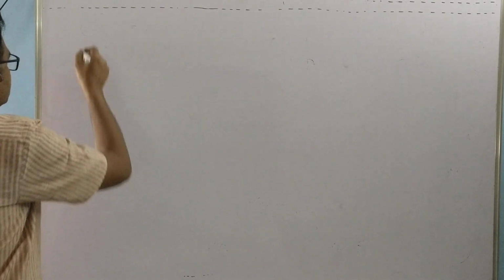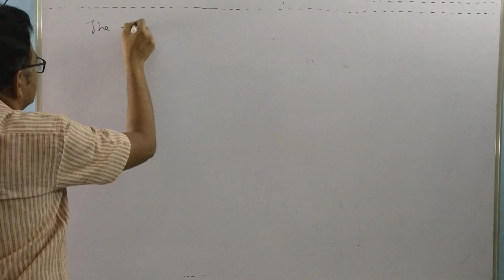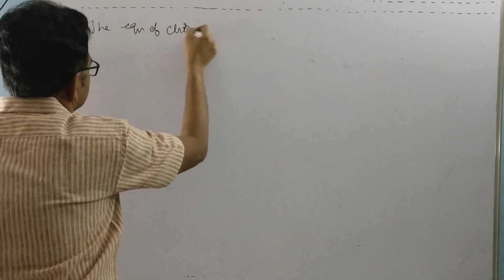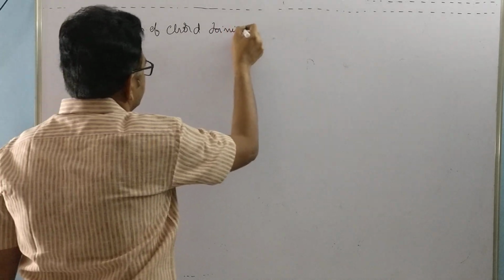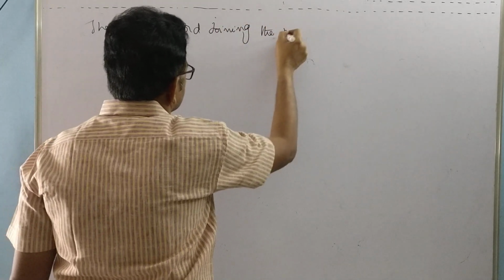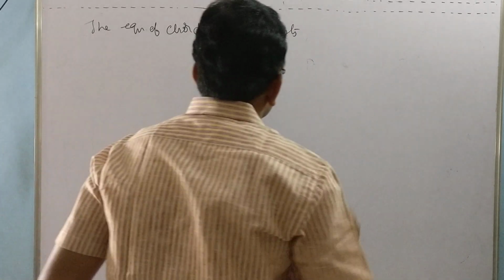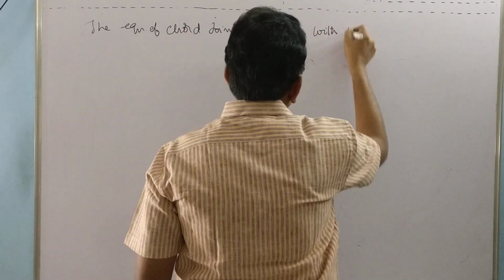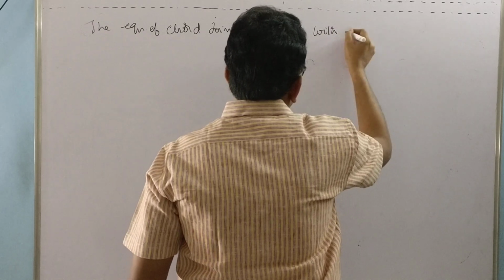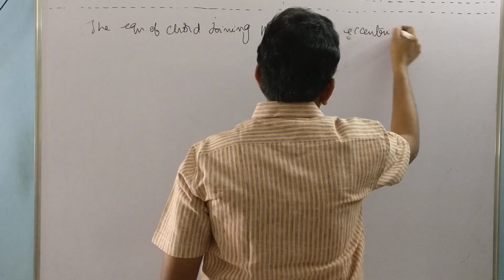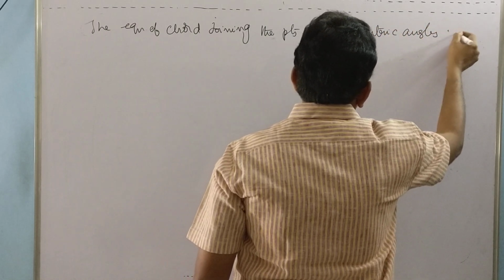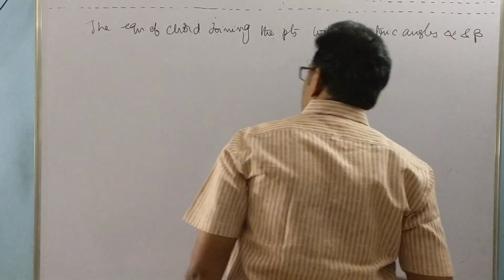Now we have a theorem: the equation of the chord joining the points with parametric angles, that is, with eccentric angles alpha and beta on the ellipse.